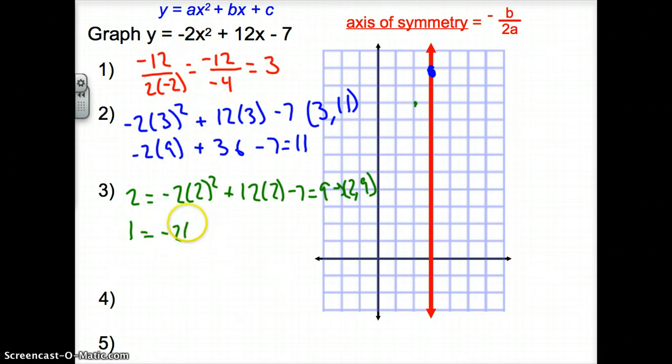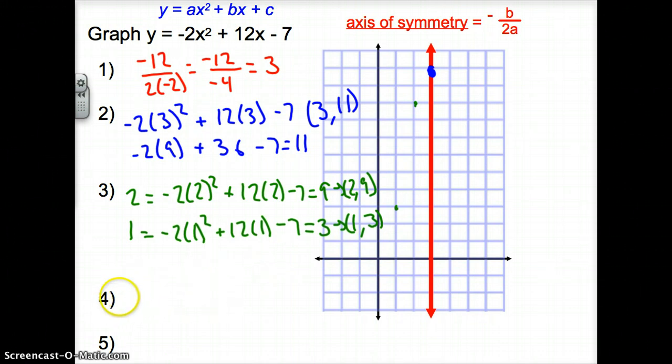So I have -2 times 1 squared plus 12 times 1 minus 7, and that's going to give me a positive 3. So again, I put in 1 for my x, and I came out with 3 for my y. So let's go ahead and graph that point. So over 1, up 1, 2, 3, boom, put a point.